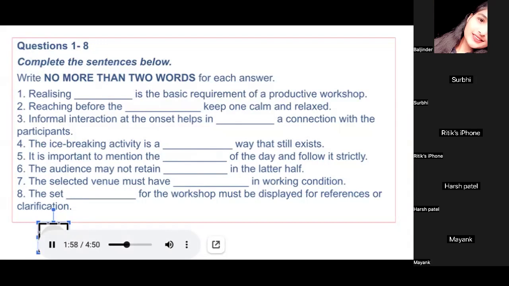It also gives you the chance to interact informally with the participants as they arrive, thus building a rapport for the session. A game or an activity to break the ice can be an exciting way to begin the session. Although it's a conventional method, it has not lost its charm.